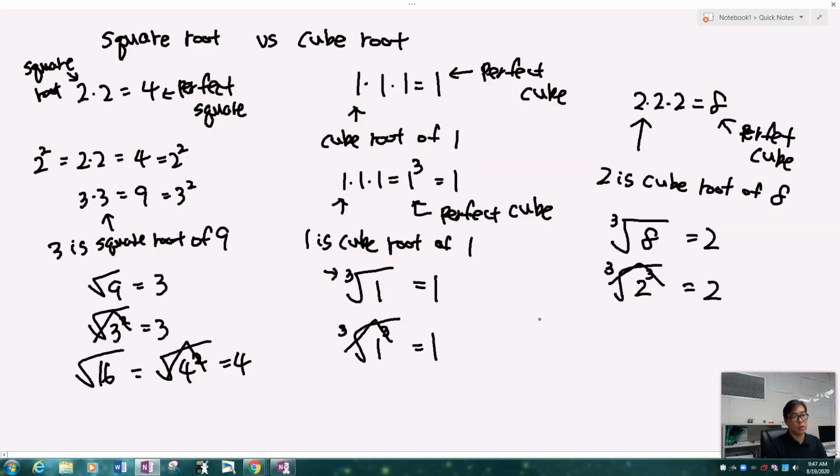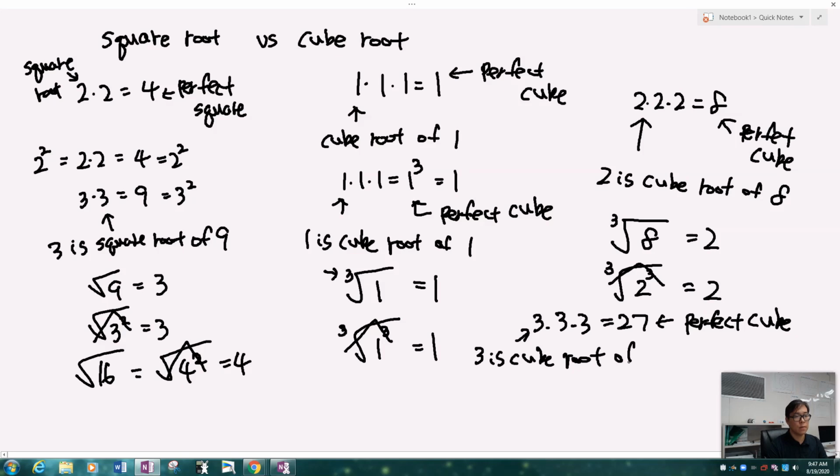We have another example. We could do 3 times 3 times 3, which is 3 times 3 is 9, 9 times 3 is 27. So 27 is said to be a perfect cube, where this 3 is the cube root of 27. If you want to write it mathematically, cube root of 27 is 3, because 27 is 3 cubed, and the cube root of 3 cubed, cube cancels, leaving only 3.